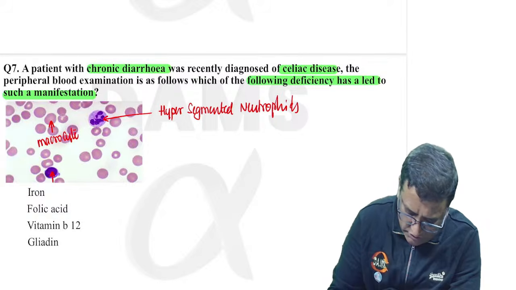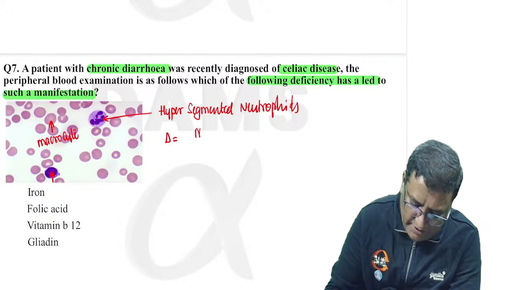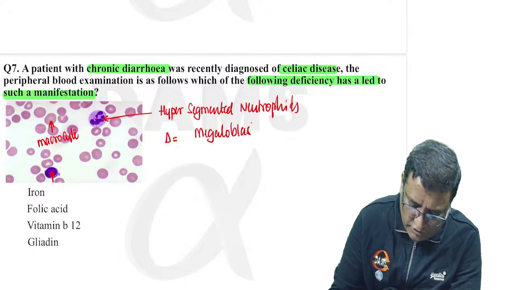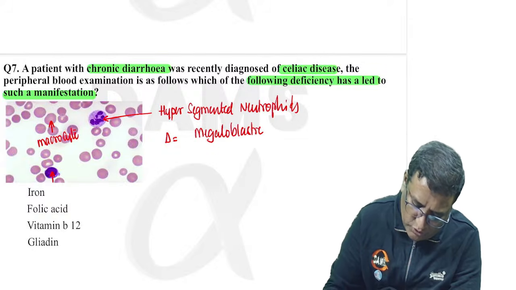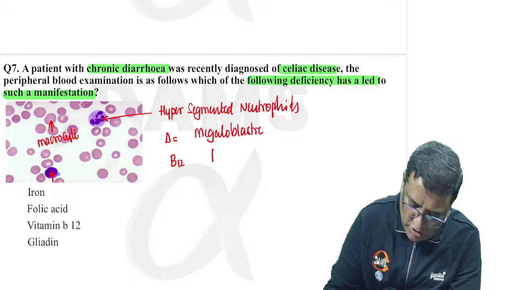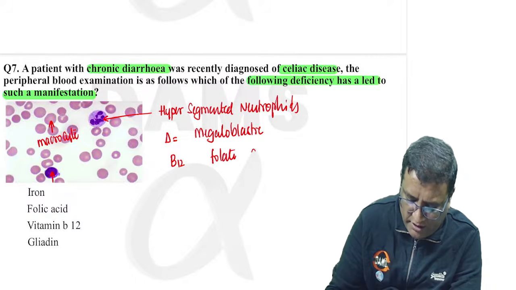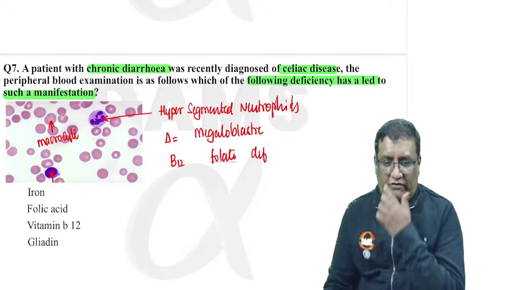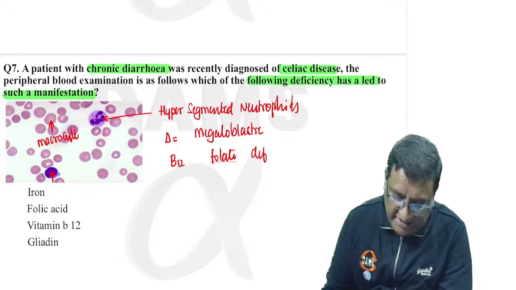what is your diagnosis? The diagnosis is megaloblastic anemia. What are the causes of megaloblastic anemia? Megaloblastic anemia could be due to either B12 deficiency or folate deficiency, if you remember. Folate deficiency, B12. So the patient has celiac disease.